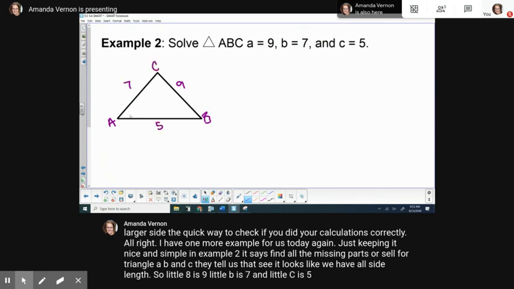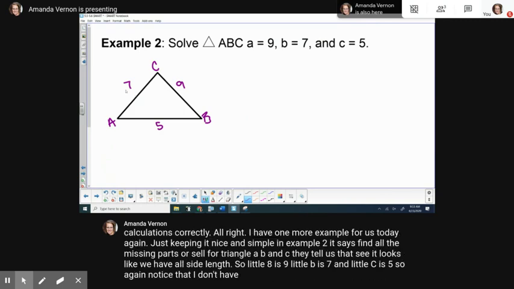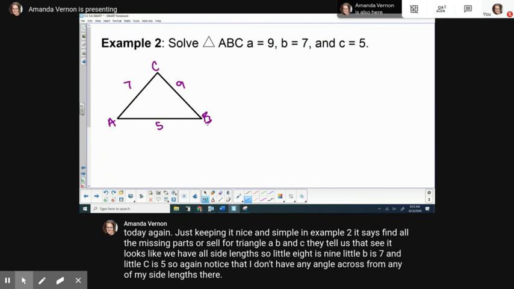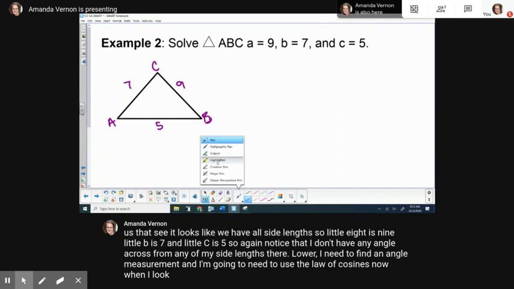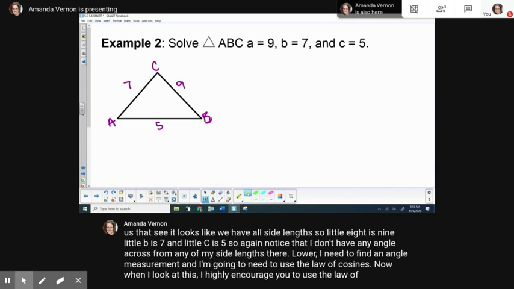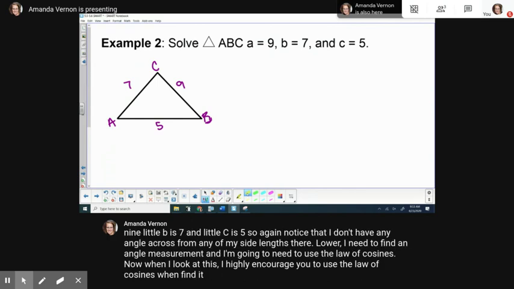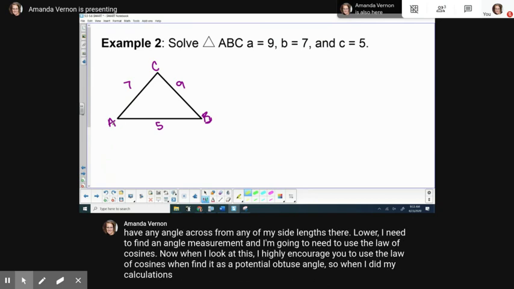So again, notice that I don't have any angle across from any of my side lengths. Therefore, I need to find an angle measurement, and I'm going to need to use the law of cosines. Now, when I look at this, I highly encourage you to use the law of cosines when finding a potential obtuse angle. So when I did my calculations here, I decided to find angle A first.